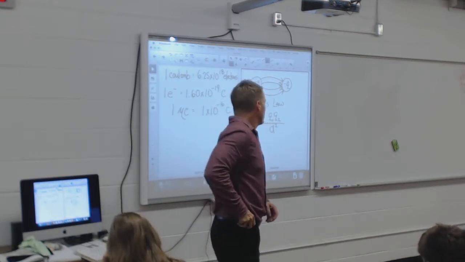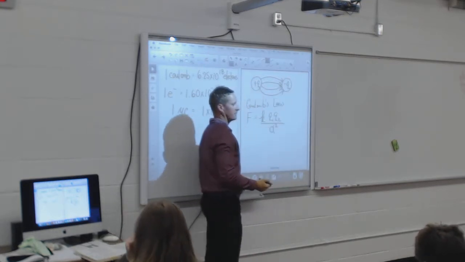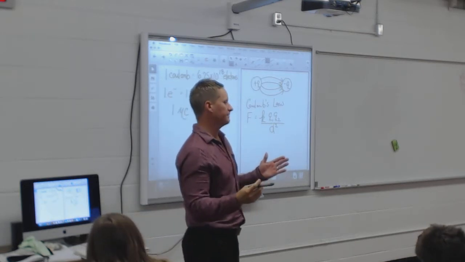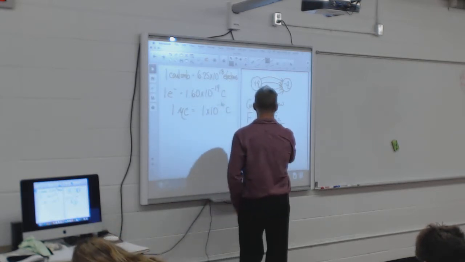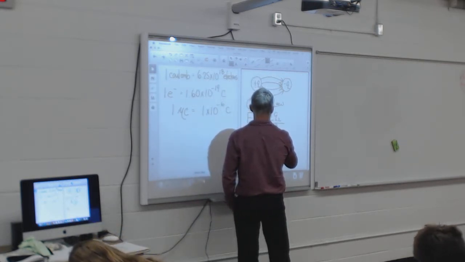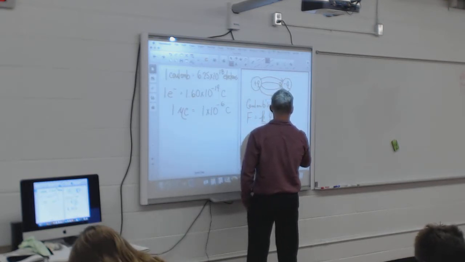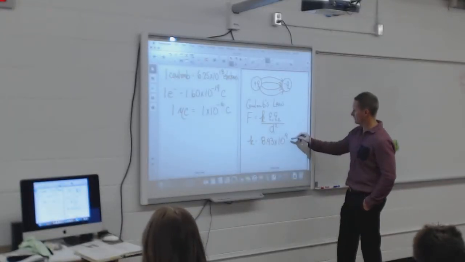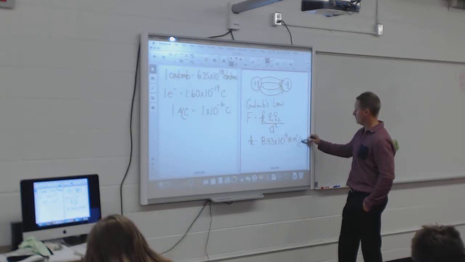Q1 and Q2 are the magnitudes of the charges here and here. Distance is the distance between them. K is what we call Coulomb's constant, 8.93 times 10 to the 9, and the units are newtons meters squared per coulomb squared.